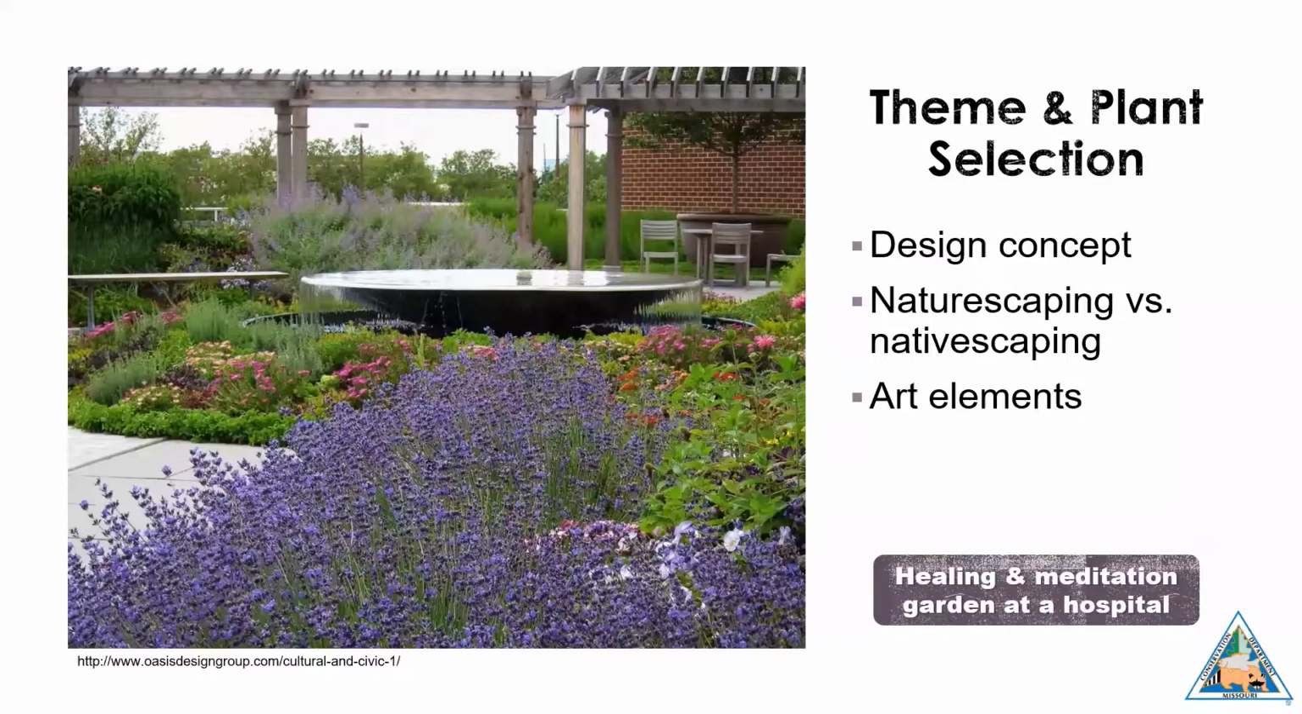The photo here is of a healing and meditation garden at a hospital. And while it's not completely full of native plants, there are some natives here. What I like about this as an example of a themed garden is you can see how calming this space would be because of the color palette used. They're very cool colors, and the forms of the plants are primarily a very neutral mounded form. So all of these work in conjunction to help establish the theme that this is a healing garden.